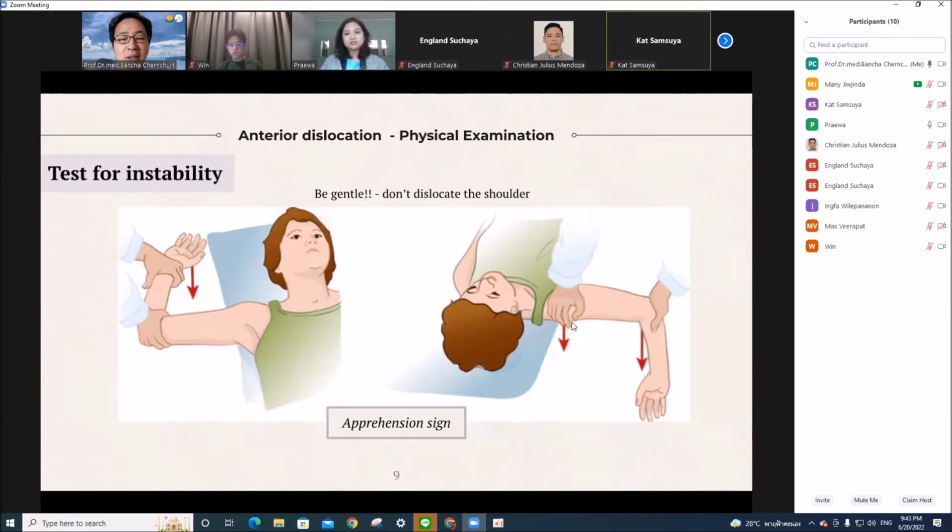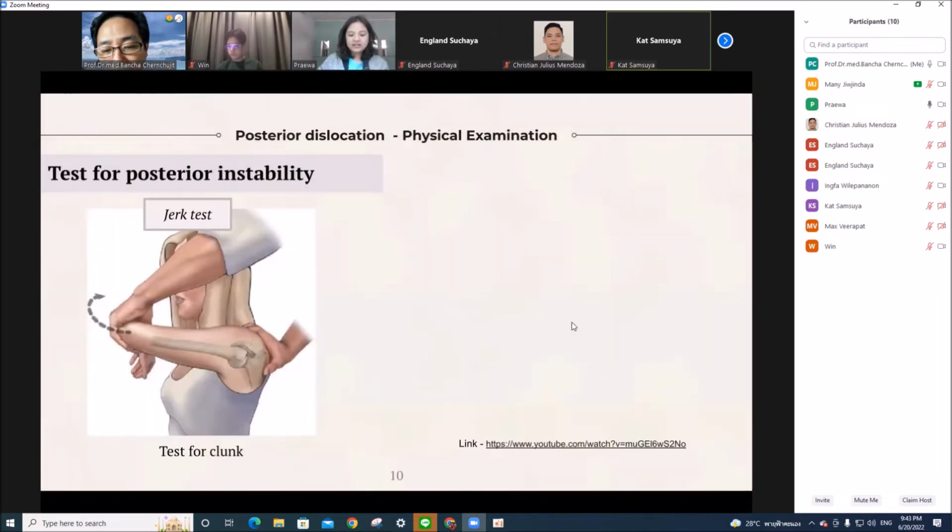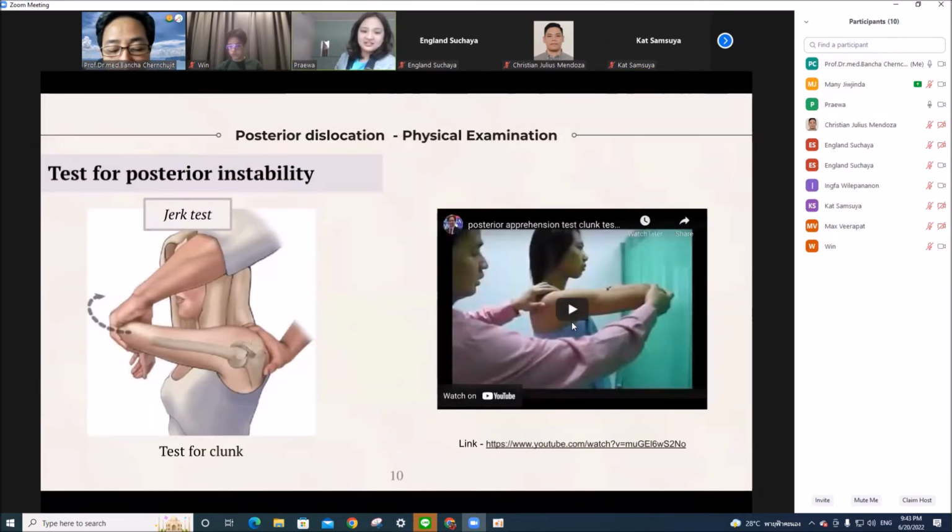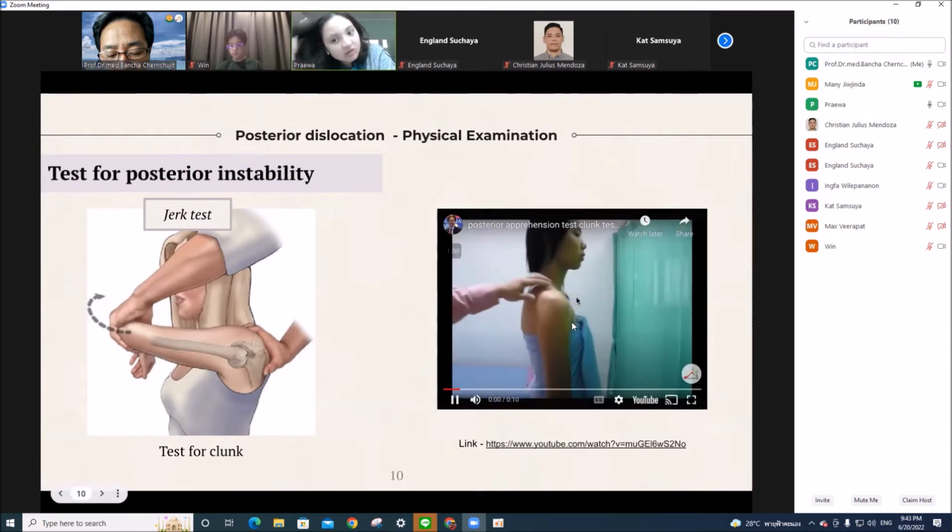Yes, sir. Okay, next. The next test is the jerk test, as we saw done today. Basically, the arm will be in 90-degree abduction and 90-degree elbow flexion and internal rotation. And with this one we're testing for a clunk or jerk sensation. And can you play the video?